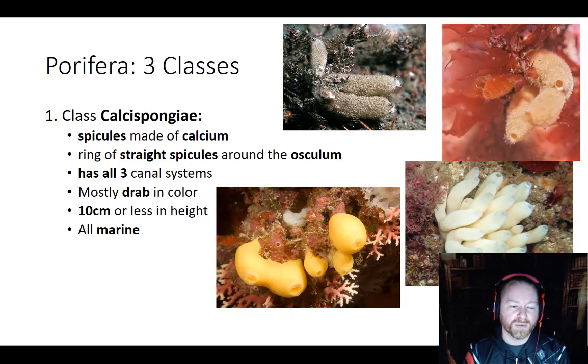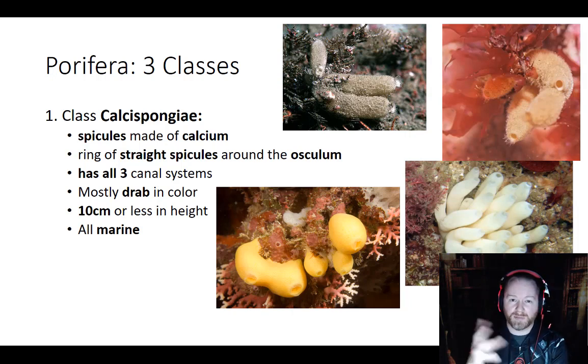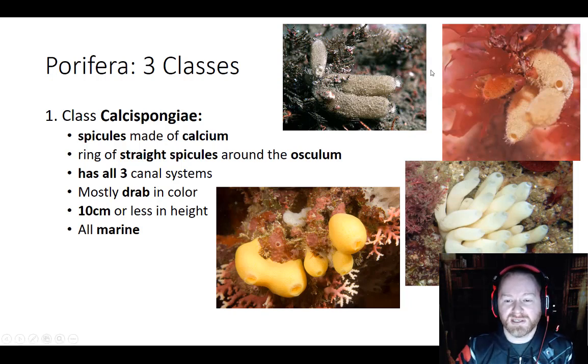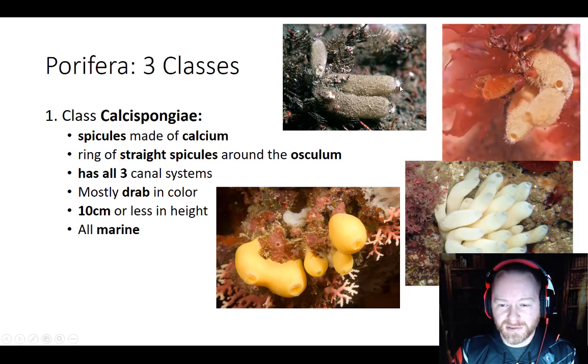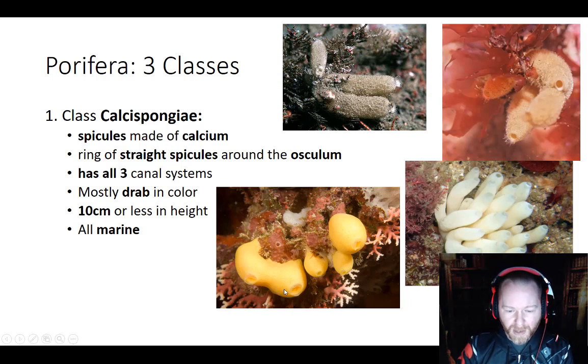So essentially there is a ring of straight spicules that forms around the osculum, that exit where the water comes out of the top of the chimney. You can see it here in some of these pictures. So there's this ring of spicules that sticks out. That's so nothing can get back in, or it makes it difficult for things to get into the sponge by going in the osculum.